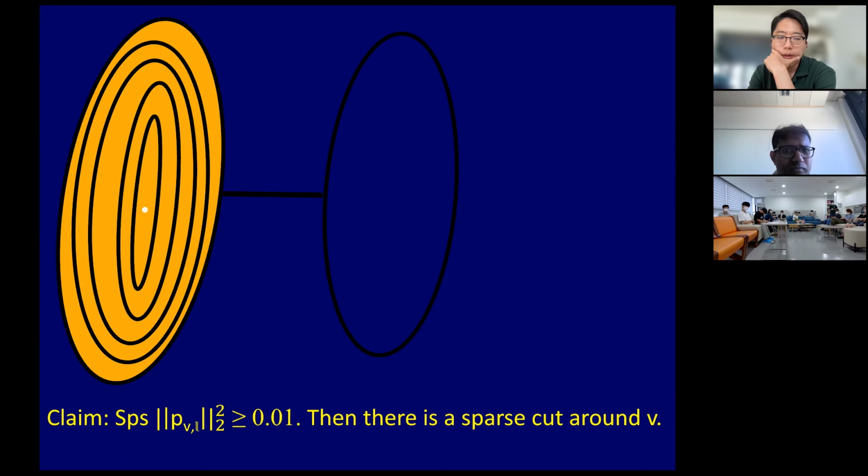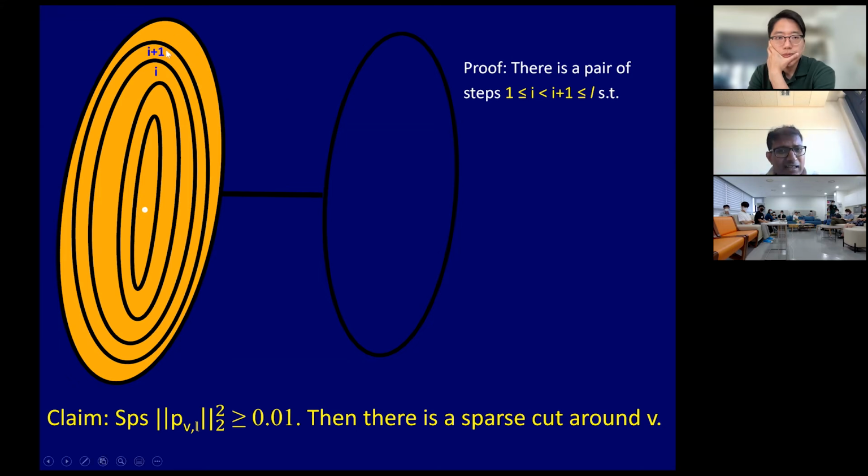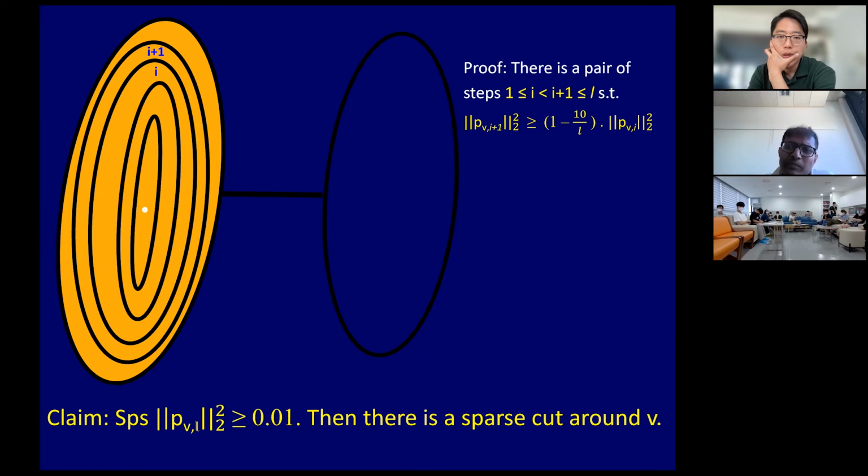Let's just quickly prove it. So what I will first argue is that there is a pair of successive steps. Among the first L steps, there are steps i and i plus 1, between which the walk definitely does not spread. So here is the set of the ith walk and the levels of the i plus first walk. And what I'm claiming is that the 2 norm squared at the end of the i plus first step is going to be very close to the 2 norm squared at the end of the ith step. Because if it did not happen, the 2 norm squared at every single step was at most 1 minus 10 over L times the 2 norm at the previous step.